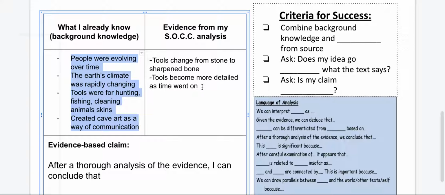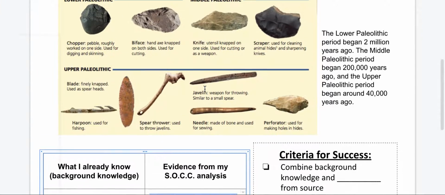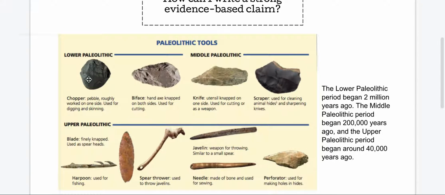So now that I have that taken care of, I'm going to include some of the evidence that I felt was really strong and maybe the most important. What I noticed when I looked at the image is that the first tools that were made were very plain and not very detailed. They kind of just look like sharpened rocks to me.